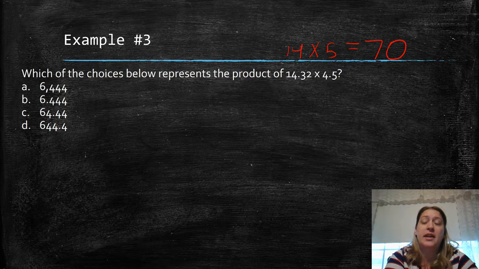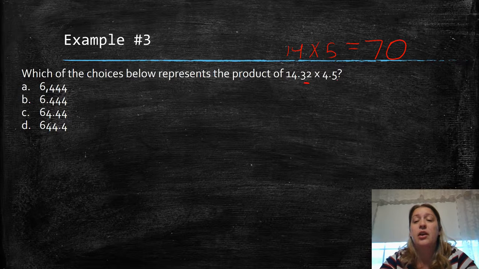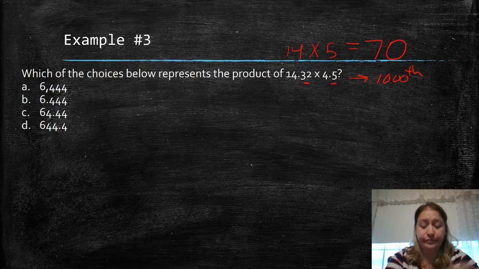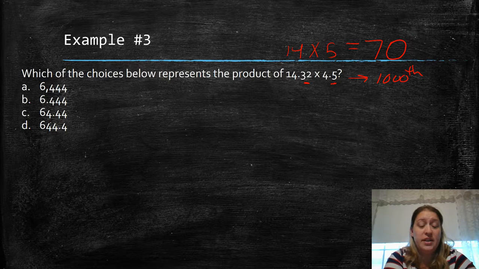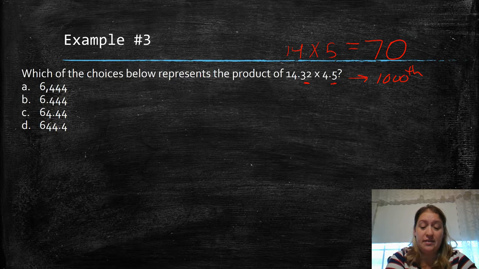Next, let's think about the correct placement of the decimal. Looking at the factors, what place value should the product be in? We have our 2 numbers here, 1 number here, so that means it has to have a thousandth. We also know this because when we multiply our hundredths by our tenths, our product is always in the thousandths. And we can notice that there are 3 digits after the decimal points in the factors, so there will be 3 digits after the decimal point in the product. Okay, so we know the answer should be around 70 and should have digits in the thousandths.